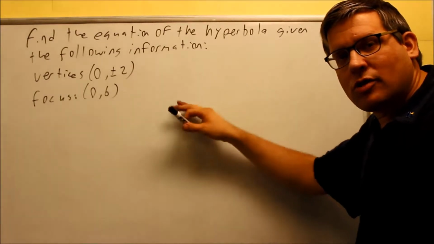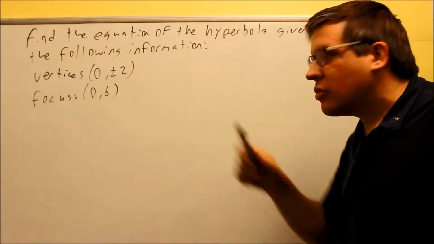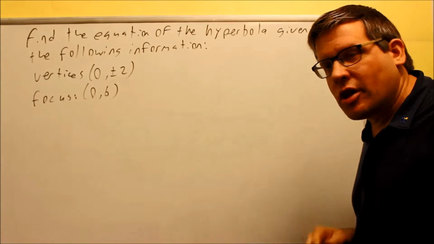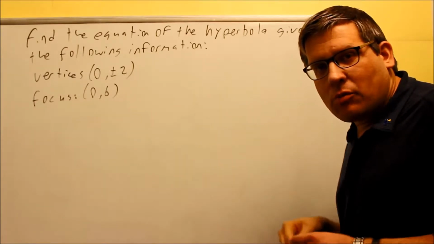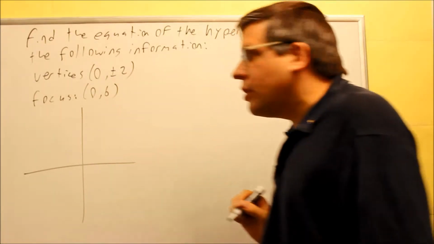Okay, so we have another one of these where we want to find the equation. This is the information we're given this time. Vertices are (0, plus or minus 2), and the focus is given as (0, 6). As always, with these kinds of problems, you want to plot the information first. So let's begin by plotting the information.